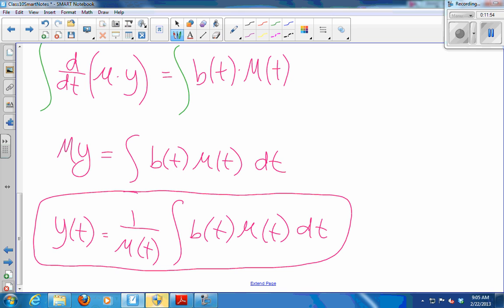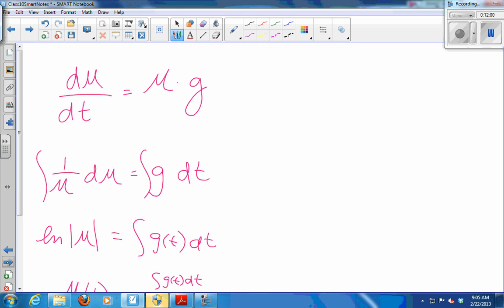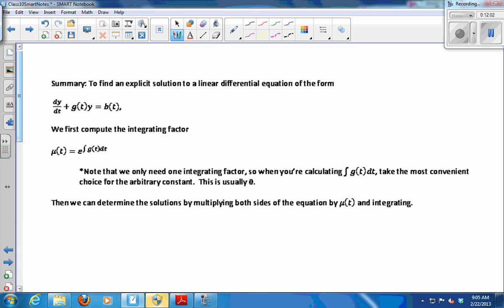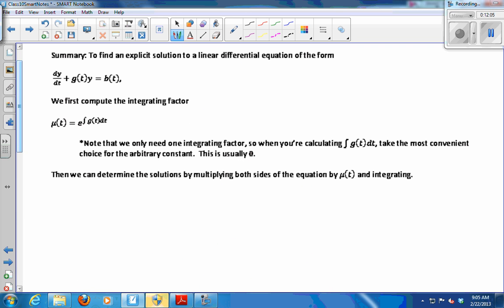So these are just formulas, yeah. So I have a summary written on the next page. We did, I mean, that was kind of a lot of theory, but here's how it works. When you have a differential equation of this form, dy/dt plus g(t)y equals b(t), first compute the integrating factor mu, and you do that by doing e to the integral of g(t) dt.